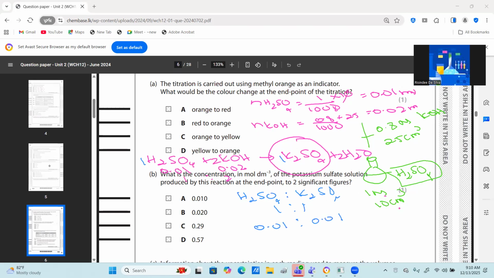Then come to potassium sulfate and apply C equals N over V equation. C of K2SO4 is equal to 0.01. Now children, for the volume, you need to take the total volume. We have 10 here. When we add 25, total is 35 into 1000. Then you get it as 0.289, which is equal to 0.29, and the answer is C.